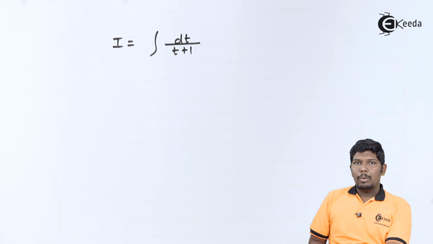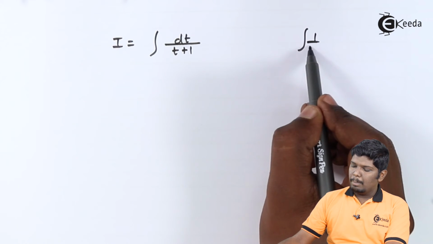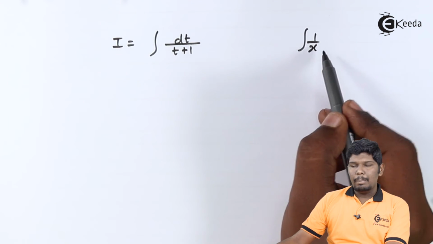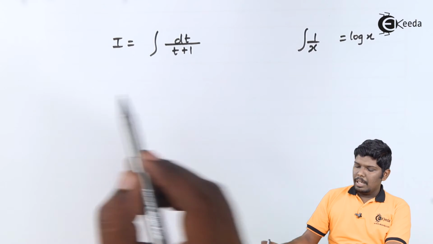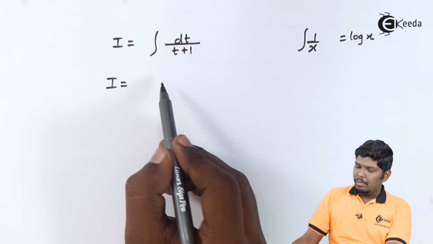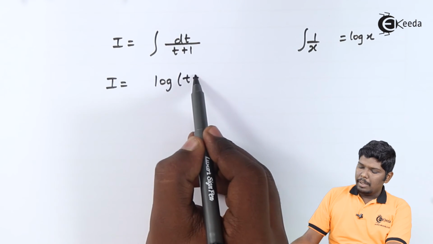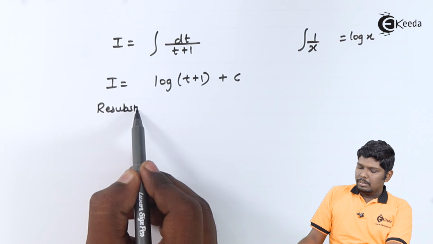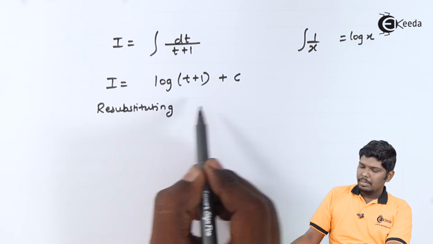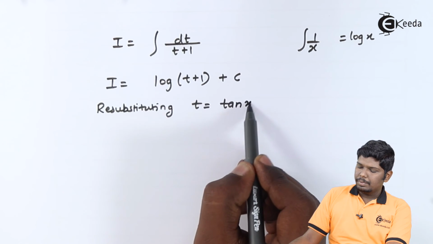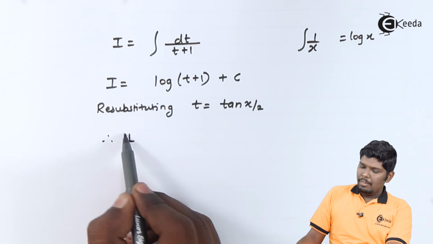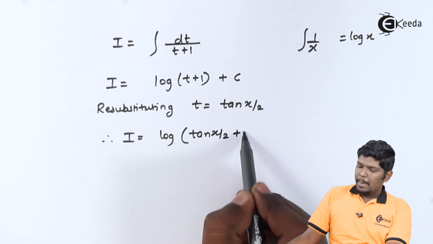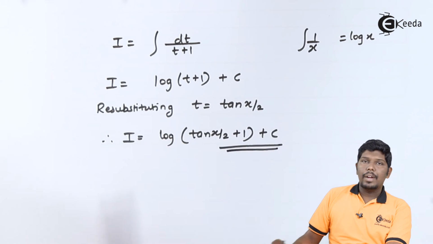Now to find integration of 1 upon t plus 1, I can compare this integral with 1 by x. As x is a linear term, similarly t plus 1 is also a linear term. Integration of 1 by x, we know it is log x. Similarly, integration of 1 upon t plus 1 will give you log of t plus 1 plus c. Resubstituting t as tan x by 2. Therefore, I will be log of tan x by 2 plus 1 plus c. This is our final answer.